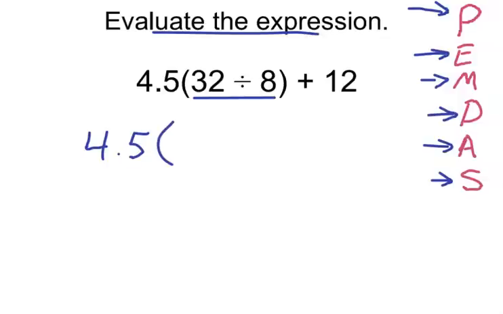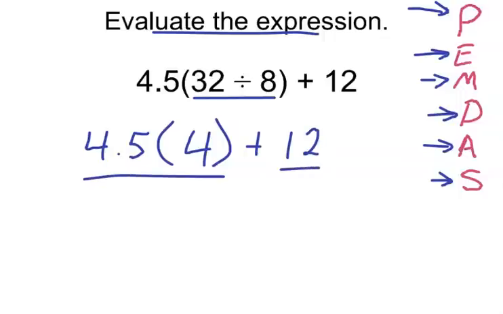Well, how many times does 8 go into 32? The answer is 4 times. All right, so we've done the parentheses, plus 12. So we have 4.5 times 4 plus 12. So what do we do first? 4.5 times 4, or do we do the 4 plus 12? Well, we're following order of operations. Multiplication and division comes before addition and subtraction.